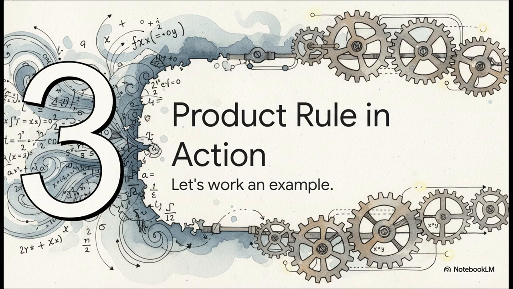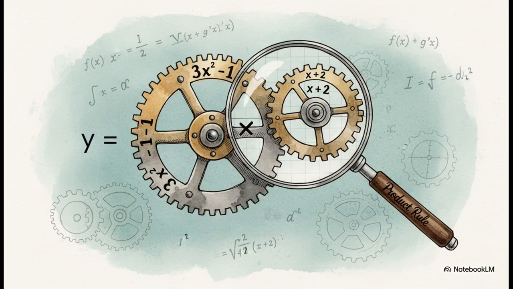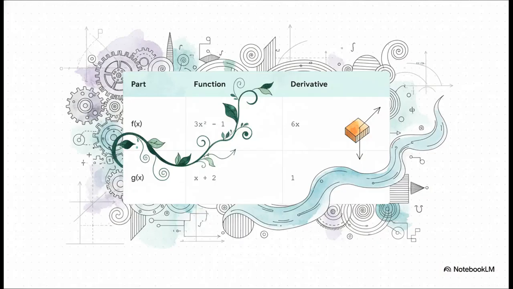Okay, seeing the formulas is one thing, but calculus is not a spectator sport. The real learning happens when we actually put these rules to work. So let's break down a product rule example together and you'll see it's not so bad. All right, here's our problem. We need to find the derivative of y equals the quantity 3x squared minus 1 times the quantity x plus 2. See that? We've got one function being multiplied by another. This is a perfect job for the product rule. Now here's a pro tip. The best way to start these problems is to get organized. Seriously, break it down into its component parts.